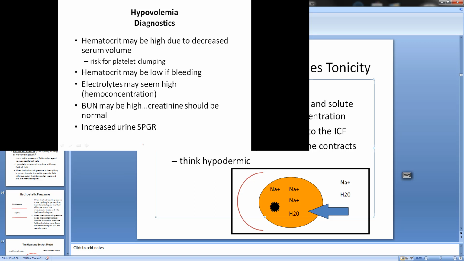One of the number one things you'll see in the labs is that the BUN is high. Absolutely. If you see a high BUN and the creatinine is normal, think dehydration. And the urine specific gravity would be absolutely increased. It's just mud. It's thick mud. It's really, really heavy.